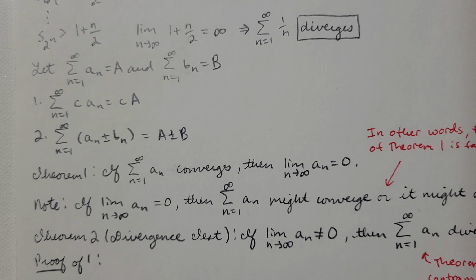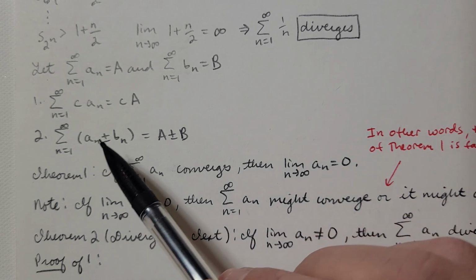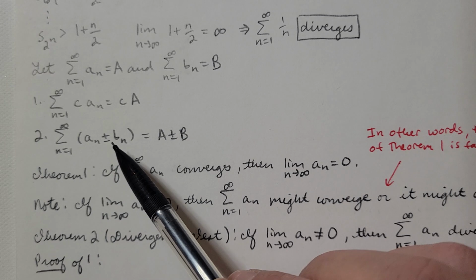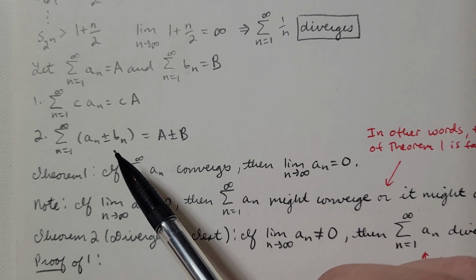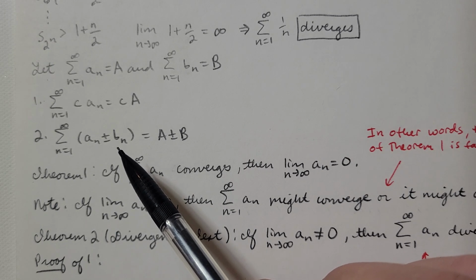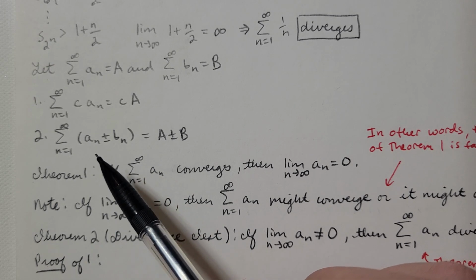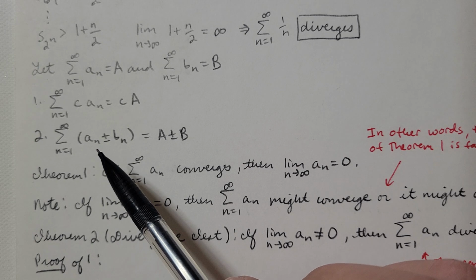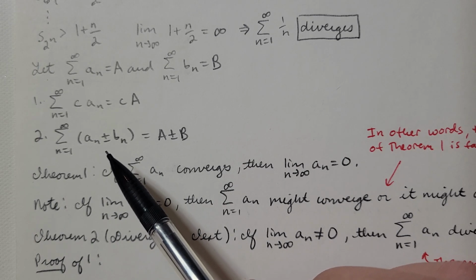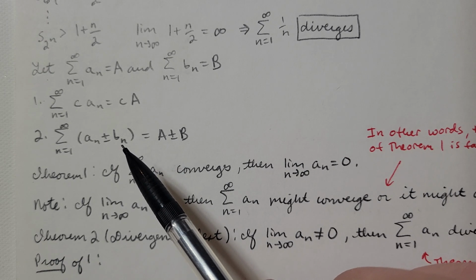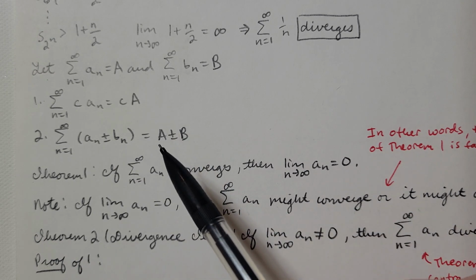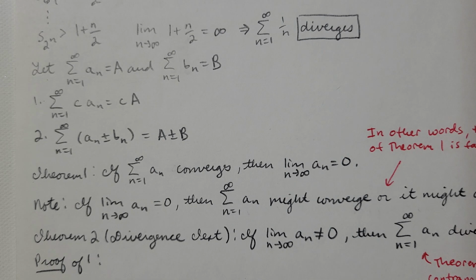The next thing: the summation as n equals 1 to infinity of a sub n plus or minus b sub n. I can split that into two summations, the summation as n equals 1 to infinity of a sub n plus or minus the summation as n equals 1 to infinity of b sub n, that's equal to a plus or minus b. Okay, so those are going to be handy to know.